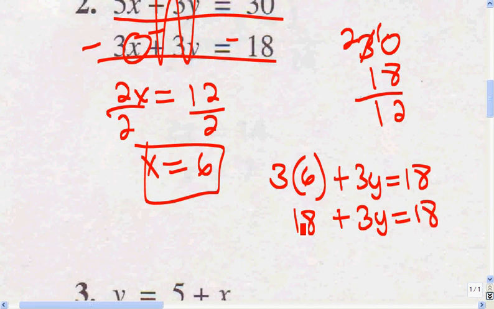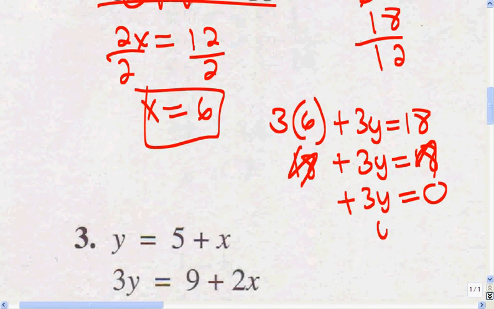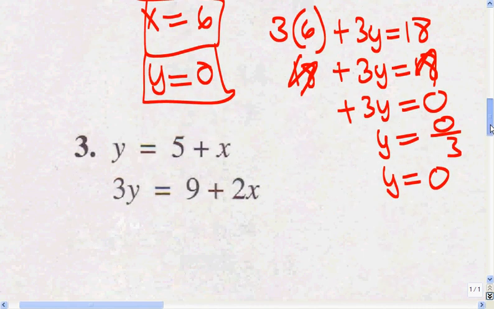And whenever you have the same thing on both sides of the equation with the same sign, you can just cancel them out. So positive 3y equals 0. That's what that becomes. And y, I'm going to divide by 3, so y equals 0 divided by 3. And 0 divided by 3 is 0, so y equals 0. So x equals 6, y equals 0. That's my answer. Next problem.